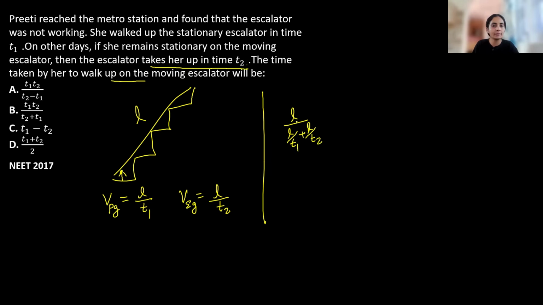So with two velocities it is covering L distance. So time taken will be this one. And this time is equal to how much? That is T1 T2 divided by T1 plus T2.